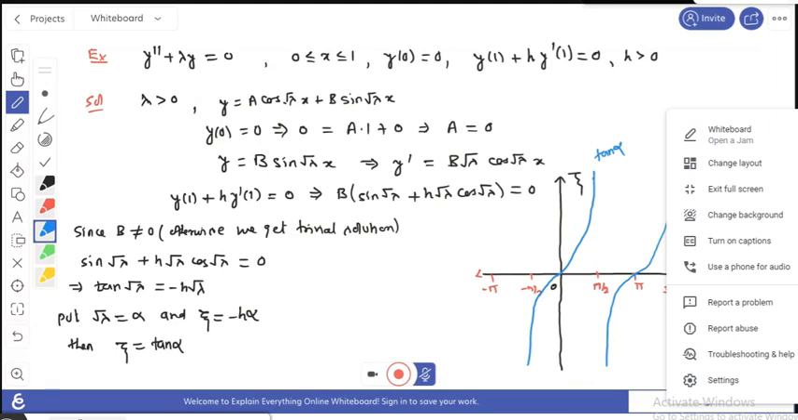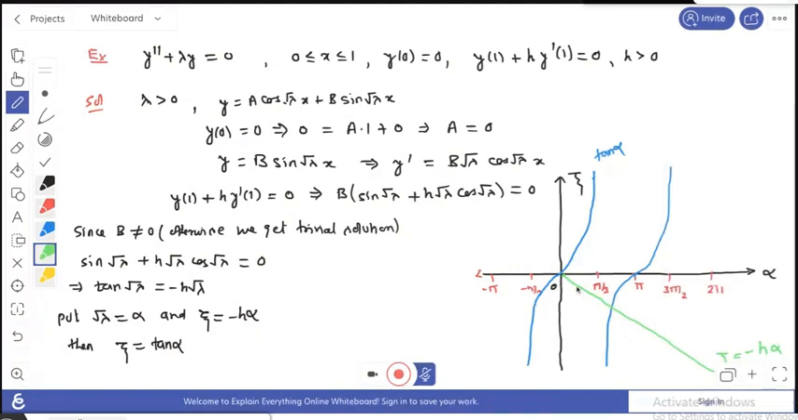And what is your second equation? The second equation is xi equals minus h alpha. This is the graph of that. Because this is alpha, this is a line with slope equal to h. And at 2 pi, this becomes 0 here.